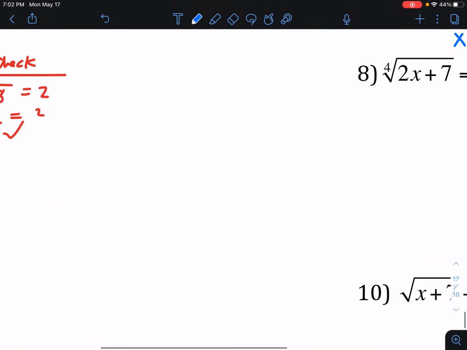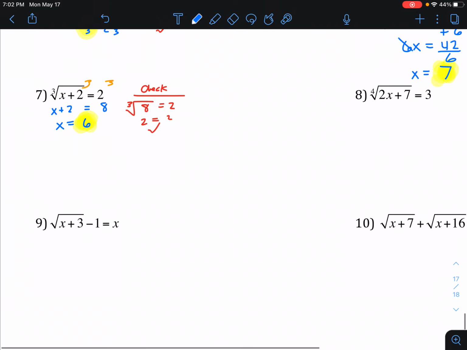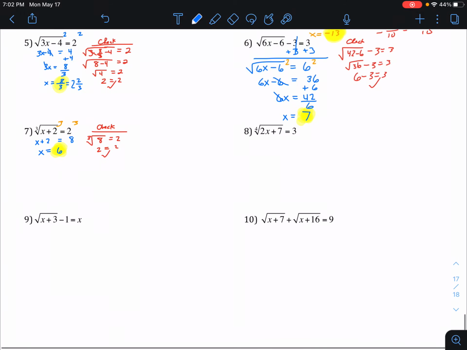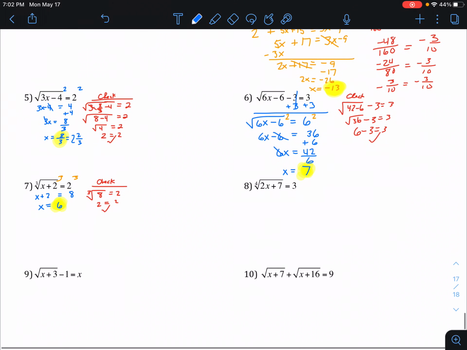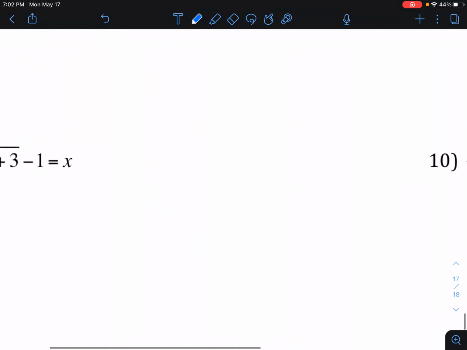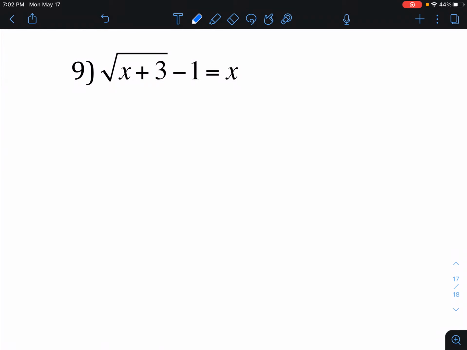All right, let's do number 9. We're at the 15-minute mark. 1, 2, 3, 4, 5, 6, doing pretty well. Let's hit up a tough one now. Number 9. Now let's isolate that radical. We're gonna add 1 to both sides.